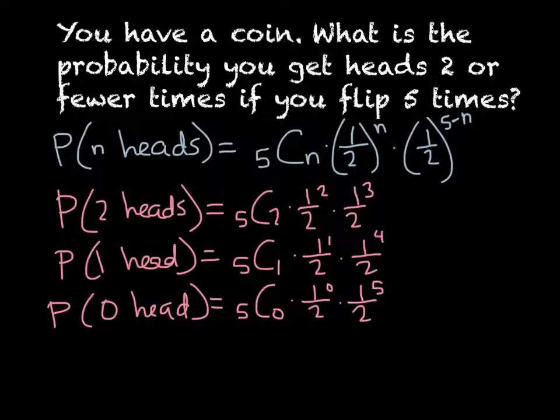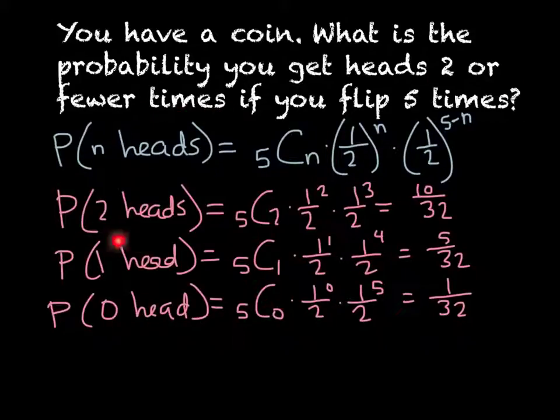Doing the math, I find that this is equal to 10 over 32, 5 over 32, and 1 over 32. So now the probability that I get heads 2 or fewer times is equal to the sum of all of these individual probabilities. So if I add these 3 probabilities together, I end up with 16 over 32, or 1/2.